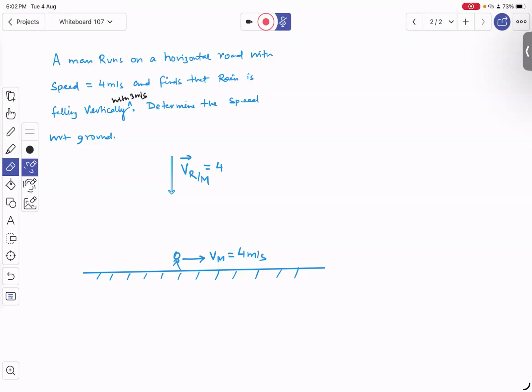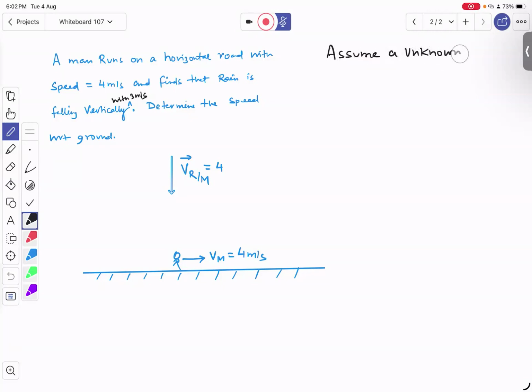But the moment you know a vector in terms of its components, I can find its length. I can find everything, like what angle it is making from x, y, z, everything. So that's why it is so much easier if you assume an unknown vector in terms of its components. So I'll write that point. Always try to assume an unknown vector in terms of its components.